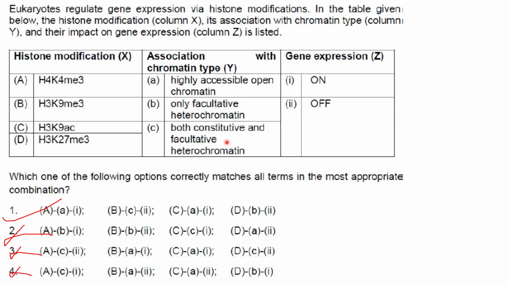So B is C2. Okay. Then H3K9Ac, acetylation. Again, it is found in highly accessible open chromatin, so gene expression is on. So C is A1. Then H3K27Me, it is the hallmark of facultative heterochromatin. So D is only facultative heterochromatin, and it is off. Heterochromatin, so gene expression is off. So the answer is option 1.